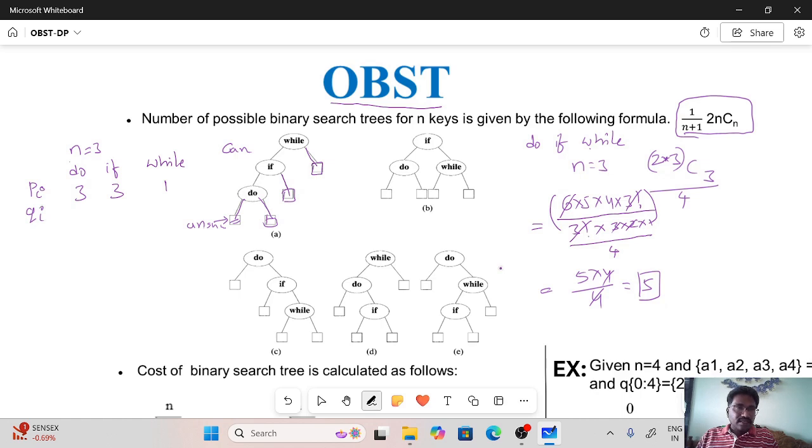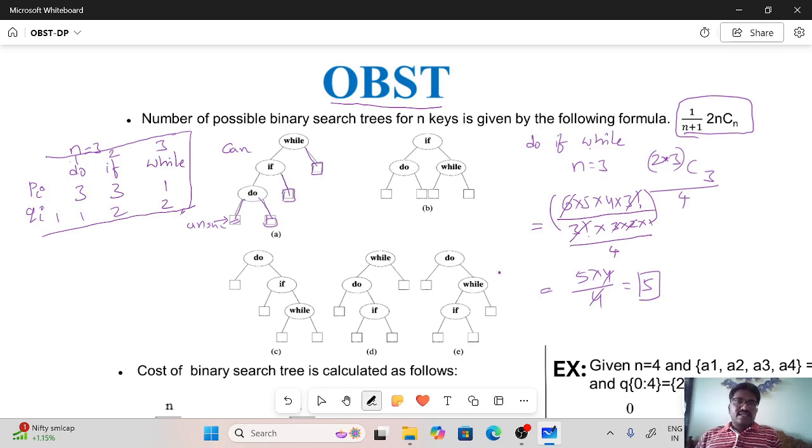Now we maintain one more label for the unsuccessful search. There are 3 elements: the first, second, and third. For the unsuccessful search we have 4, which I am calling Q0, Q1, Q2, Q3. What is the frequency we have? That is our convenience, and based on the problem we decide both the successful frequency as well as the unsuccessful frequency. When we have both, we also maintain the levels for this tree.